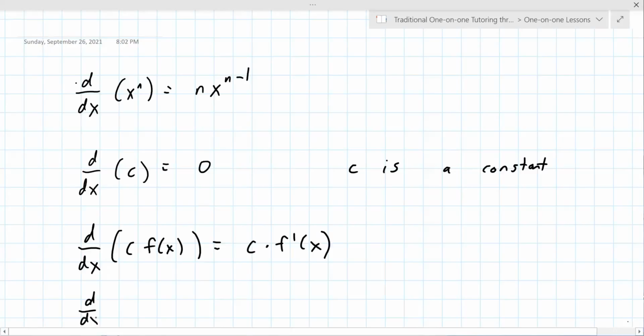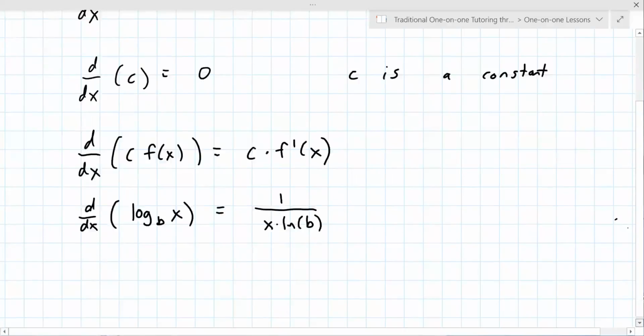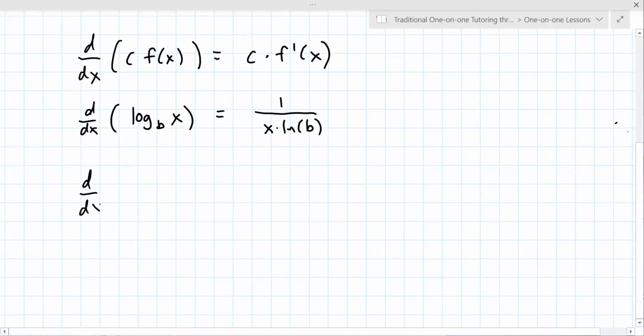d dx of log base b of x equals 1 over x times natural log of b. And then we also did d dx of e to the x. This equals itself.